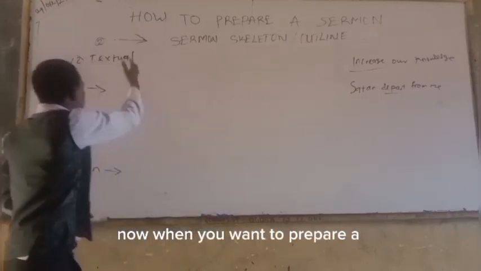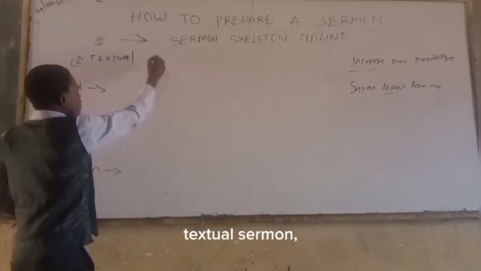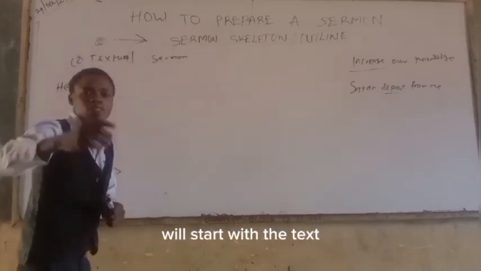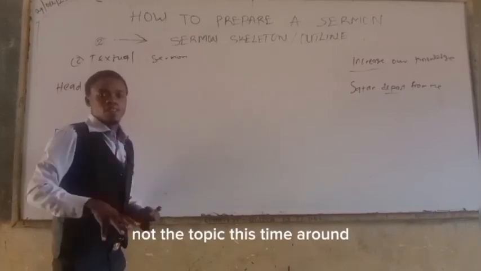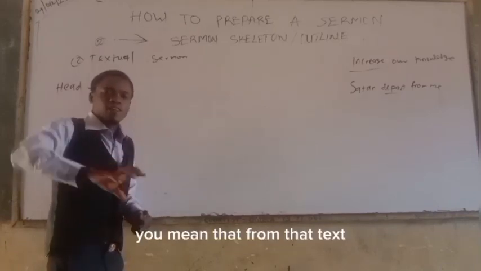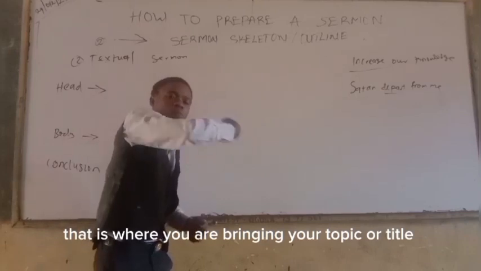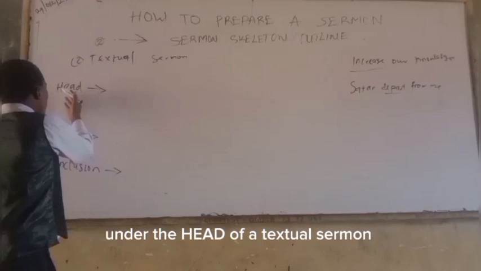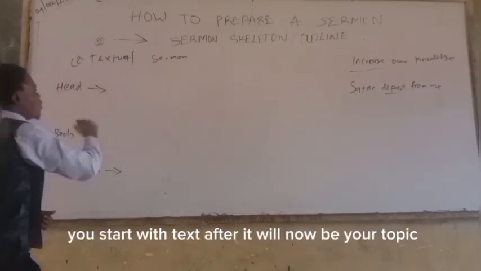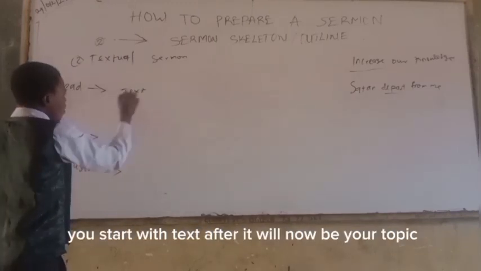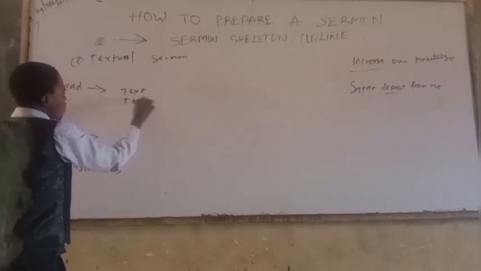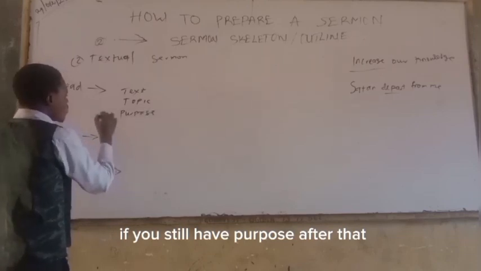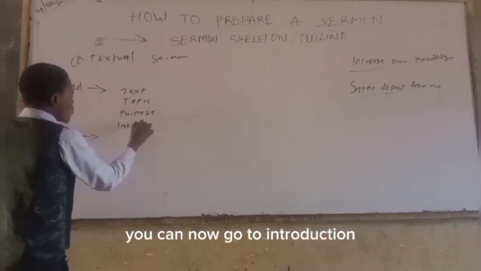Now, when you want to prepare a textual sermon, its own outline will start with the text, not the topic this time around. You mean that from that text, that is where you are bringing your topic or title. For example, under the head of a textual sermon, you start with text. After it will now be your topic. Then it may be, if you still have purpose. After that, you can now go to introduction.